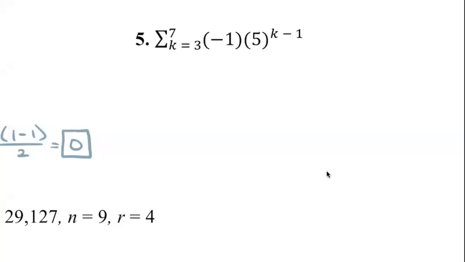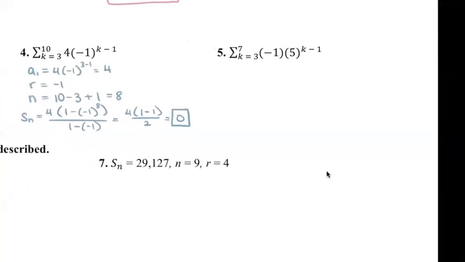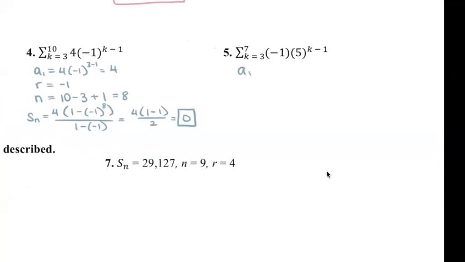Okay, so to do this with the first formula, I'm going to find the same variables, a sub 1, r, and n. Let me use a different color. For a sub 1, I'm going to plug in my first k. They're starting k at 3, so I'm going to plug in 3, and I get negative 25. r is just 5 because that's the base of k. And n is going to be 7, my top number, minus 3 plus 1, so that's also 5.